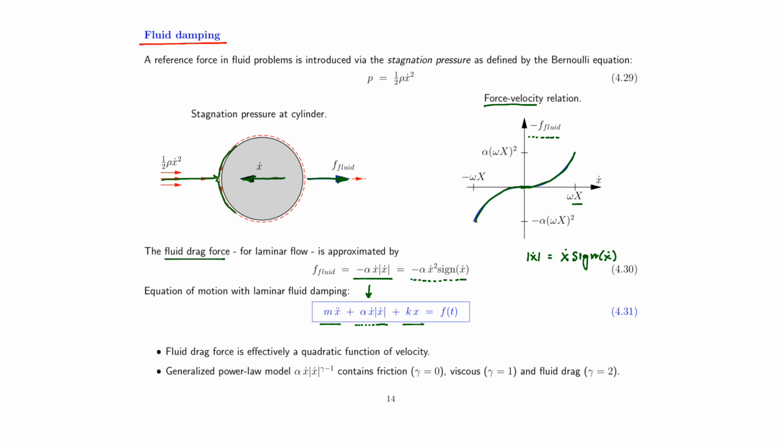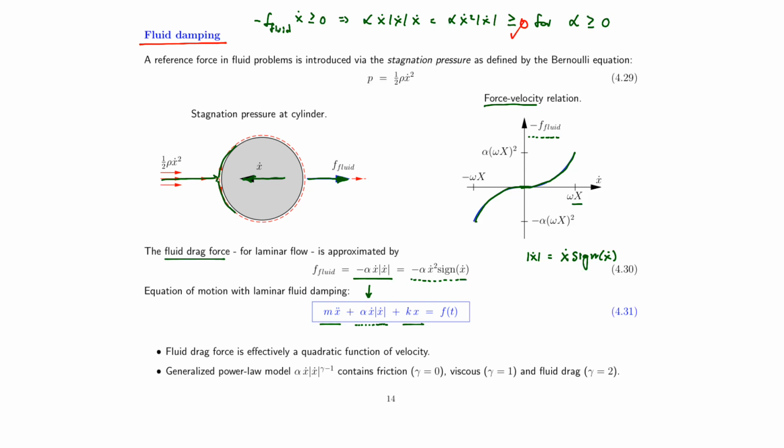Let's have a look at the energy dissipation condition. So we need that minus F fluid times x dot is non-negative. So that means we have alpha times absolute value of x dot times x dot times x dot. That gives us alpha x dot squared times the absolute value of x dot. And this is non-negative, of course, with alpha larger or equal to 0. So therefore, we have fulfilled our dissipation condition.